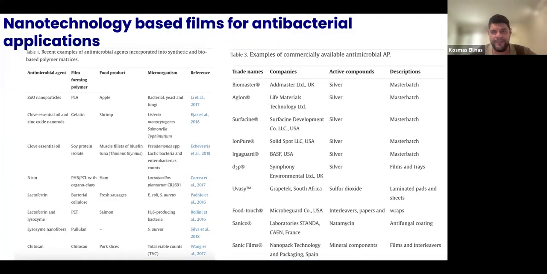And here I have a table that lists some commercially available antimicrobial materials that are used in food packaging, and some other materials also used in polymeric matrices for food packaging of apples, shrimps, ham, fresh sausages, salmon, pork slice, etc., and use nano or micro functional shapes in forms of nanoparticles or other type of thin films.